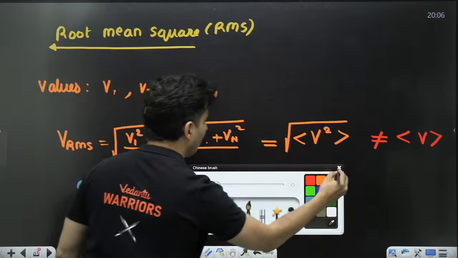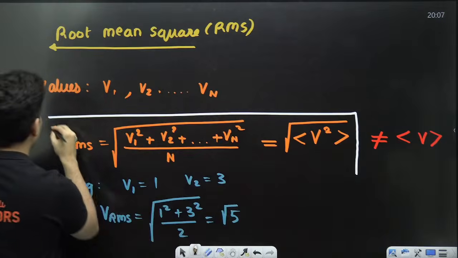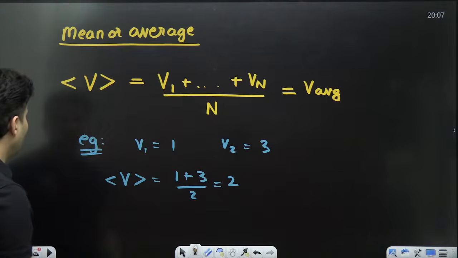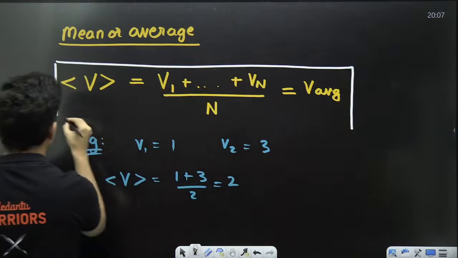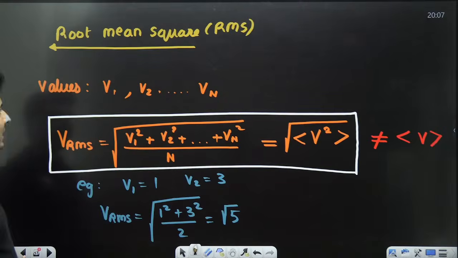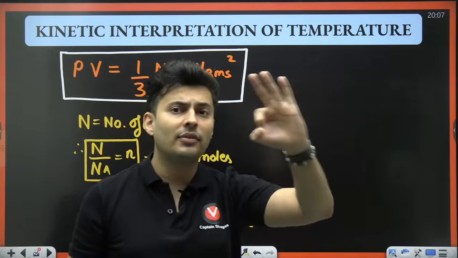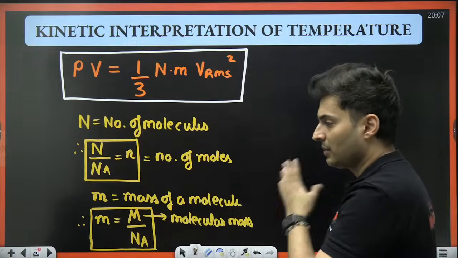Okay, so I'm just going to block this result up for all of you. A very, very important result of what is the meaning of root mean square. Also, what is the meaning of average or mean? And how do I symbolize it with triangular brackets? Very, very important. So that is your RMS, because each molecule has different speed. Each molecule has what? Different speed.